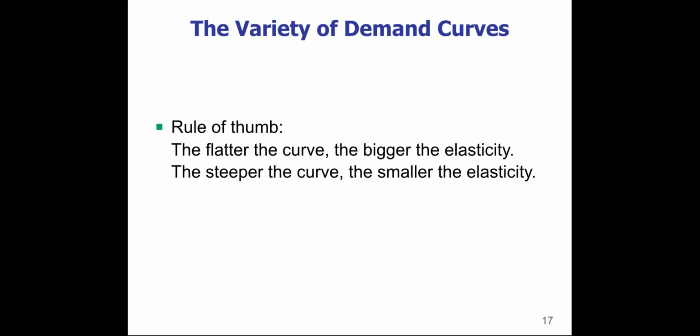So if you're looking at a demand curve, the rule of thumb is that if the demand curve is flatter or closer to horizontal, that demand line is going to have a large elasticity. And if your demand line is downward sloping but steeper, closer to vertical, you're going to have a smaller elasticity, or what we call closer to inelastic.